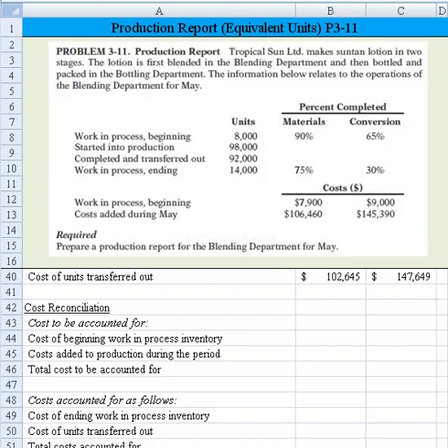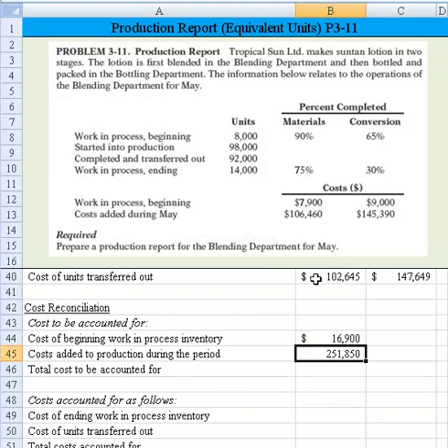Now this time, to save some time, I went ahead and put in the labels. So for the cost reconciliation, we first come up with the cost to be accounted for, and then we indicate where those costs appear. The cost of beginning work in process, and we only need one column here, was the 7,900 plus the 9,000. So if we enter the 7,900 given plus the 9,000, we have $16,900 of beginning work in process. And the amount we added was the 106,460 and the 145,390.